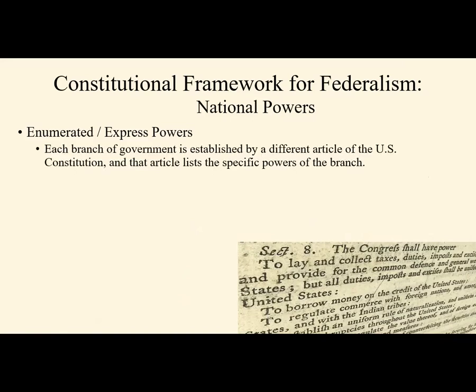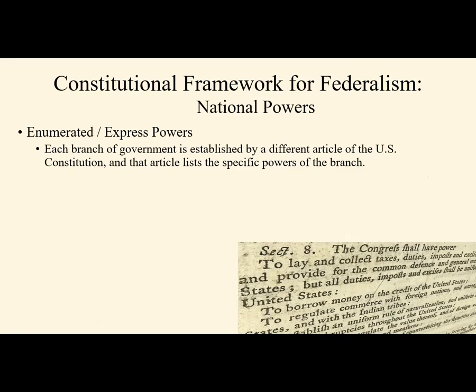Each branch of government is established by an article of the U.S. Constitution, and its powers are clearly defined and limited to a list in that article. So, for example, Article 1 of the U.S. Constitution, when we outlined it, you saw this, it established the legislative branch. And in Article 1, Section 8, the powers of the legislative branch are outlined.